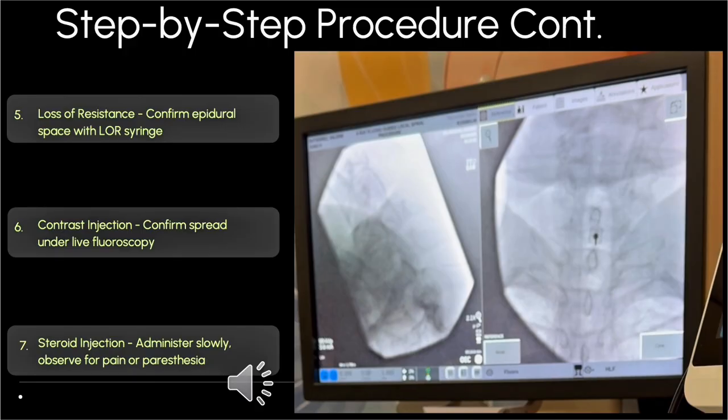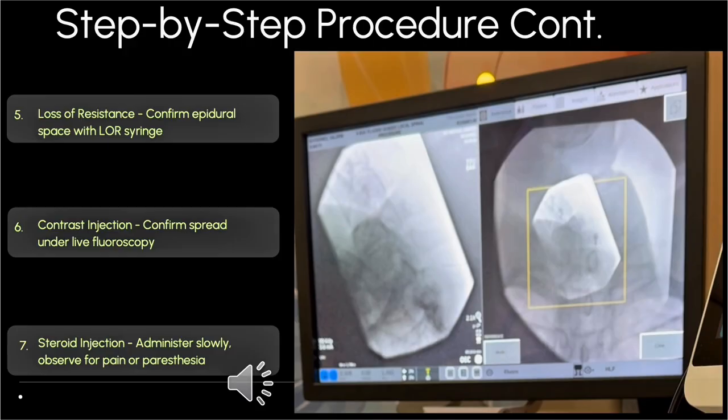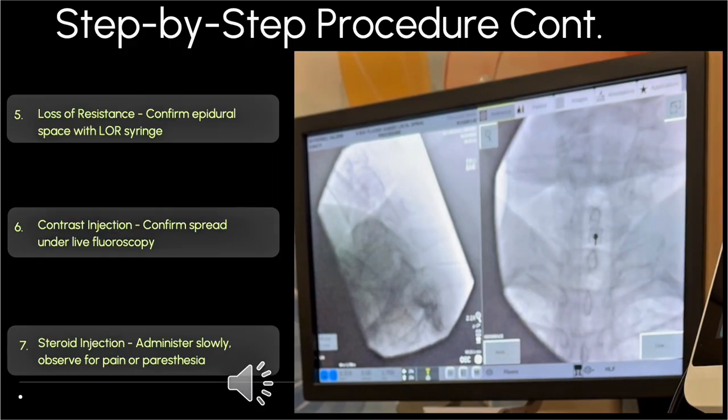Again, the loss of resistance must be gentle. In the cervical spine, the ligamentum flavum is thinner, so tactile feedback can be harder to appreciate. If you're pushing hard, you're probably wrong. Confirm epidural placement with contrast under live fluoroscopy, not just a single shot. Look for that epidural spread. If you see vascular washout, stop. Inject steroids slowly. If the patient has sharp pain, paresthesia, or neurologic change, stop immediately.